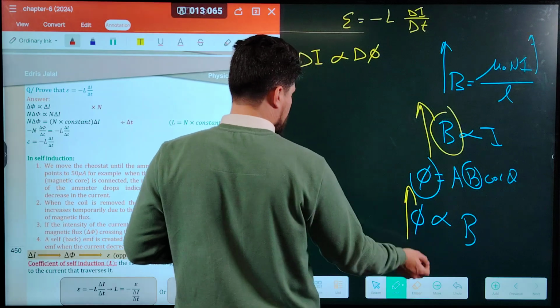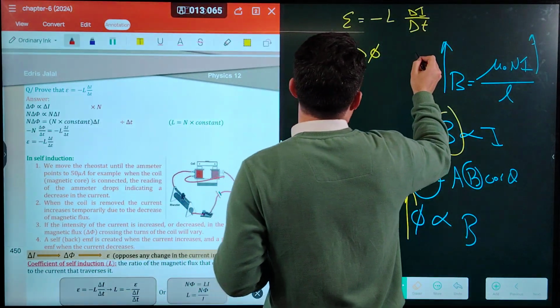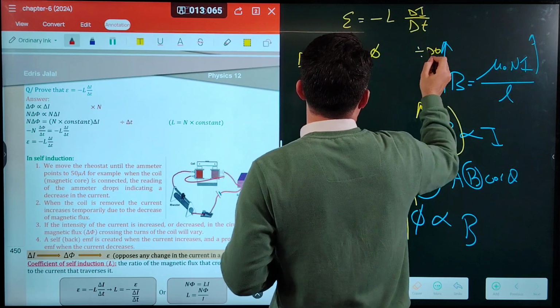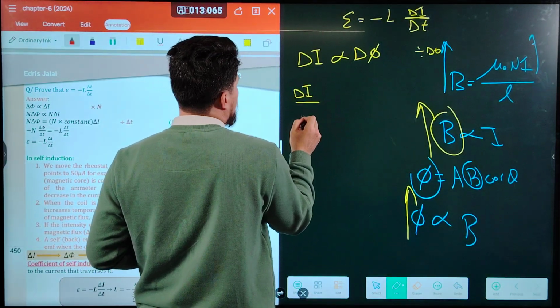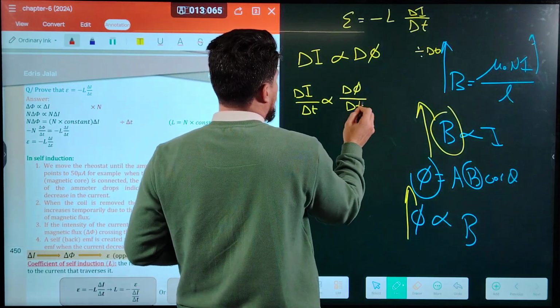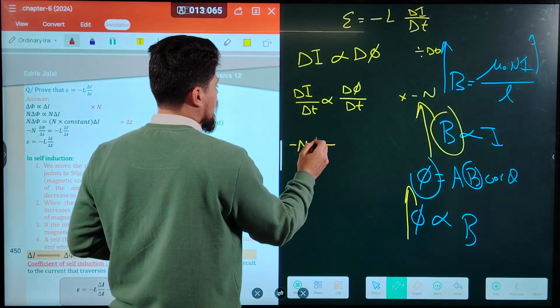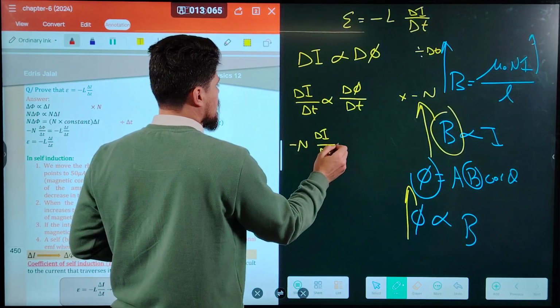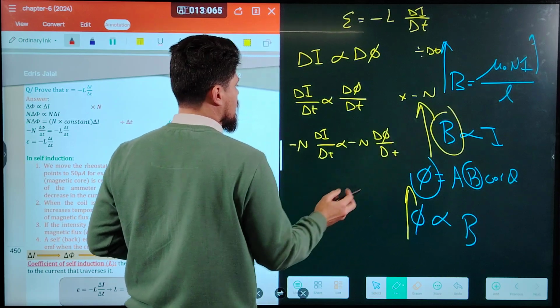Okay, and so we can divide both sides by time. It's going to be delta I over delta T directly proportional to change in flux over T, and with the negative N, delta I over delta T is directly proportional to negative N flux over delta T.